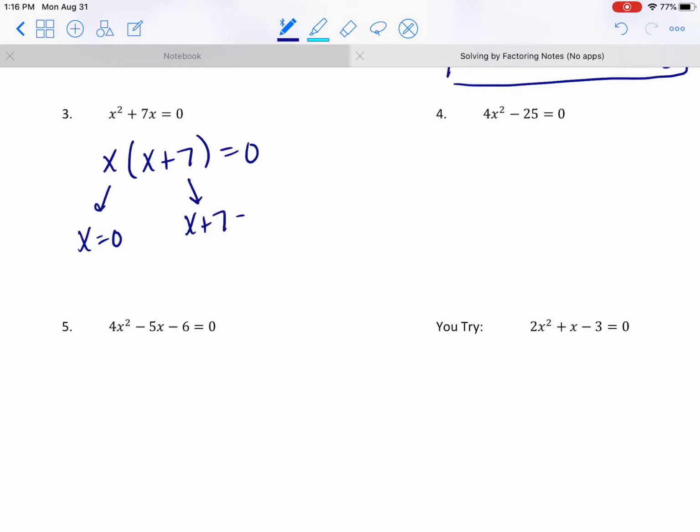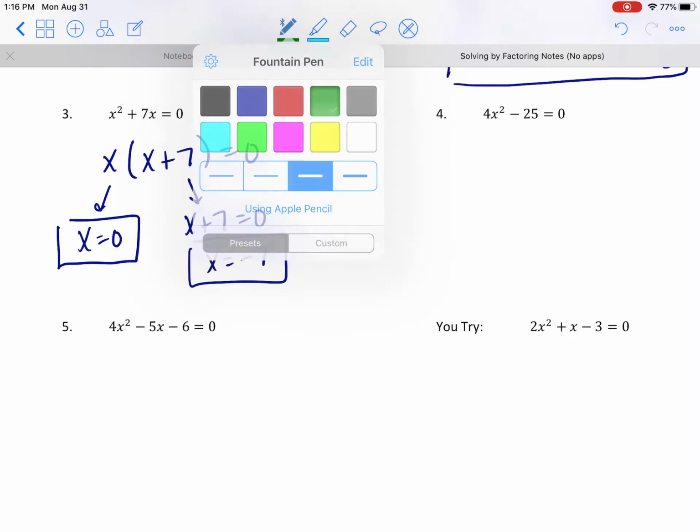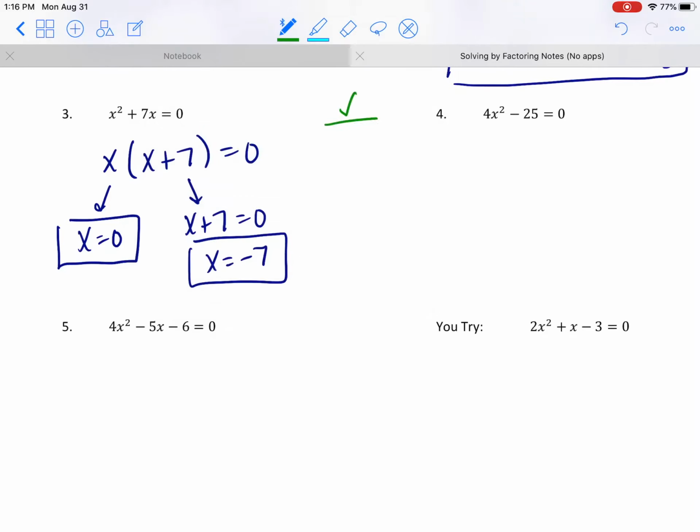And what's going to make x plus 7 equal 0? Negative 7, so negative 7 is going to be my additional solution. Okay, so there are my 2 solutions there. And again, I wouldn't do it every time, but if you really wanted to check your work, not so hard to do. And you could do this in your head, but let me just show you.